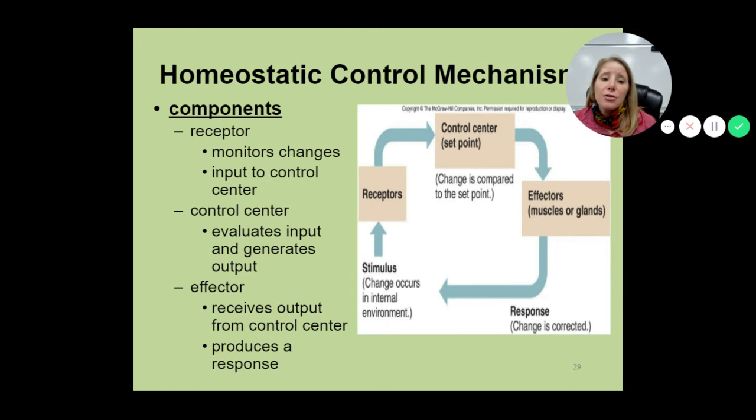Each homeostatic control mechanism has three components: the receptor, which takes in the information, the control center, which makes the decisions about the information, and the effector, which sends out the reaction.